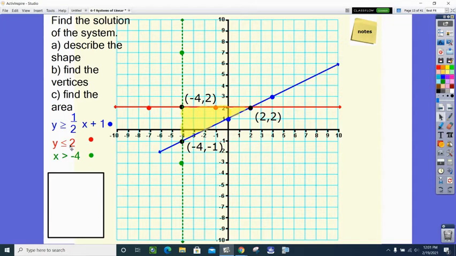Y is less than or equal to 2 is a horizontal line going through the y-intercept of 2, everything below. So again, sort of this region. X greater than -4 is a vertical line, dotted because it doesn't have the equals component, and it's everything bigger than -4. So what you end up with is this region right here. Describe the shape: it's a triangle. Find the vertices, and you'll see I marked those. And then you had to find the area of the region.